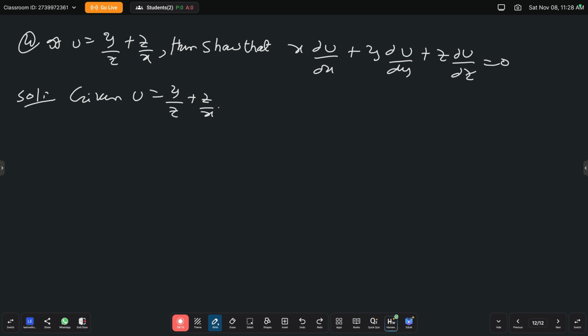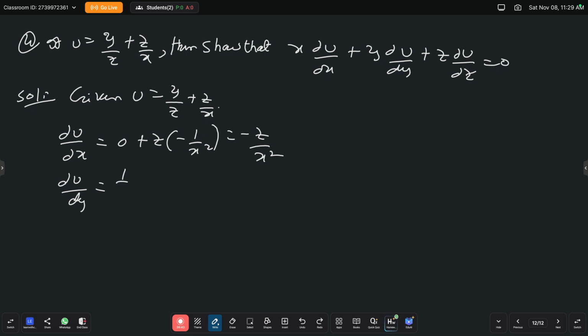So, we can find ∂u/∂x, ∂u/∂y and ∂u/∂z. ∂u/∂x equals, with respect to x, obviously y/z is a constant, that is 0, plus z times the derivative of 1/x, which is -1/x², so -z/x². Now the second one, similarly, ∂u/∂y, with respect to y, x and z are constants, so 1/z into 1, the remaining terms are 0, equals 1/z.